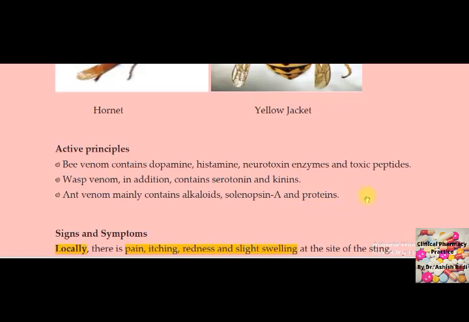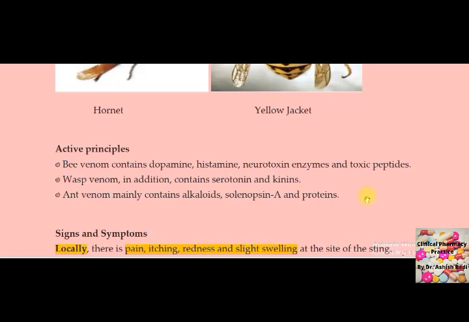The treatment of envenomation by bee, yellow jacket, hornets, and all these wasps will be the same. And envenomation by ant or fire ants, you must be knowing about fire ants, is the same. The treatment for bee, wasps, yellow jacket and ant is the same.